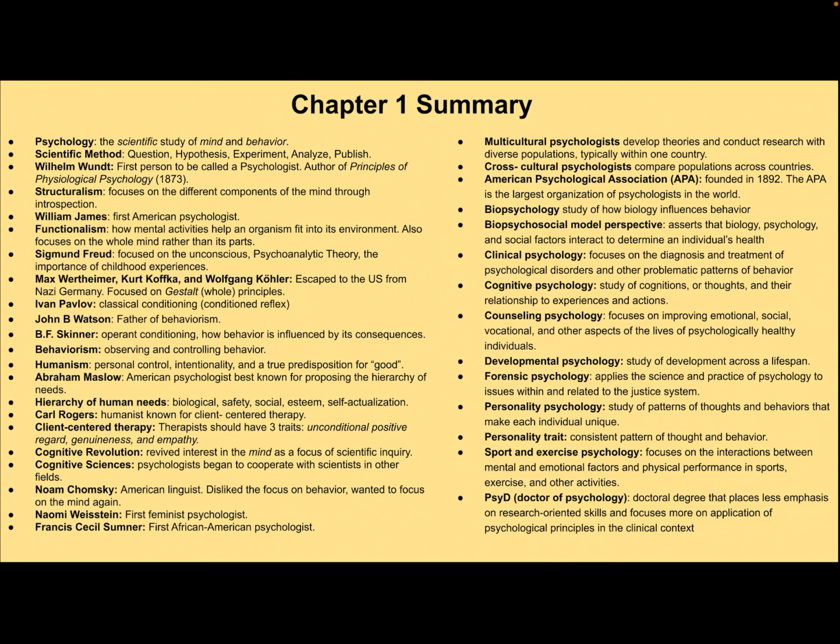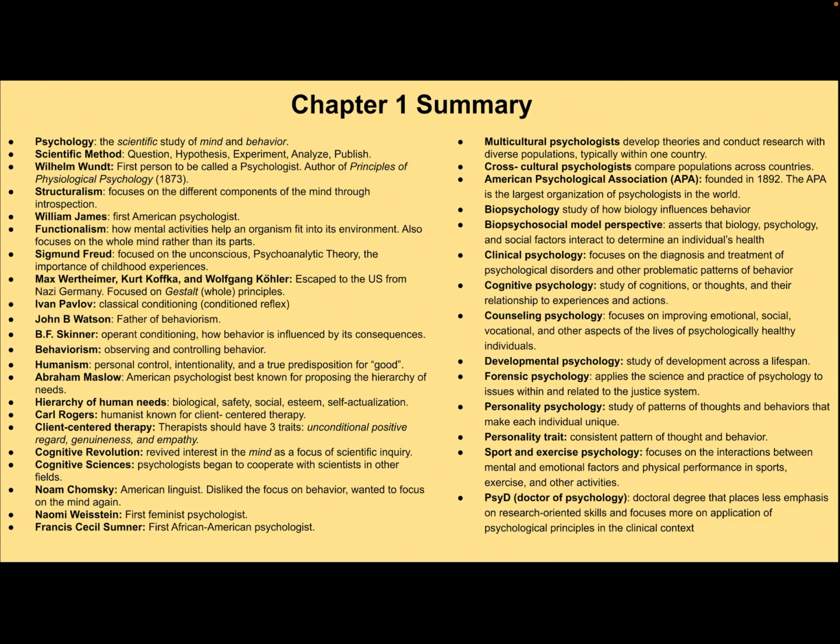Behaviorism is defined as observing and controlling behavior. So we're not just observing, not just collecting data, but also learning how to control behavior, right? How to condition people or animals. Humanism, around the same time, emphasized personal control, intentionality, and a true disposition for good. Abraham Maslow was an American psychologist best known for proposing the hierarchy of needs. Remember, you need to meet those basic needs before you meet your psychological needs and eventually reach self-actualization.